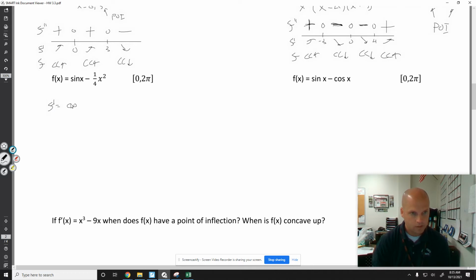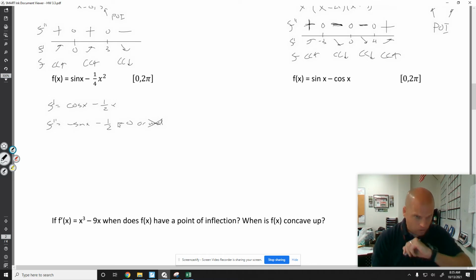Got a trig function here. Derivative of sine is cosine. 1/4 x squared would be 1/2 x. Second derivative. Set that equal to 0, see when it's undefined. No denominator there. Add 1/2, divide by negative 1. Sine x equals negative 1/2. I'm only looking at between 0 and 2 pi.